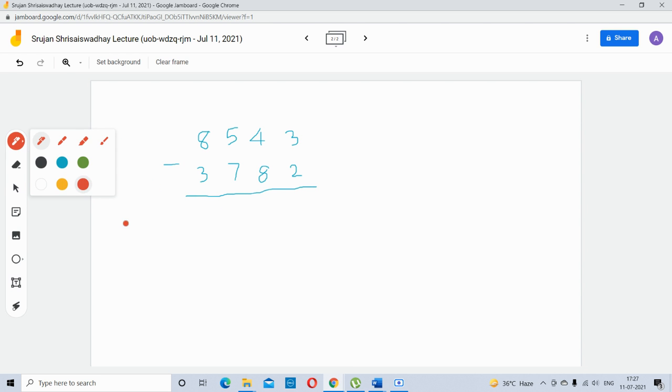Now I'll do it with a different color. Now 3 minus 2 is simple, you put 1. Now here the 4, I'll write the steps so that you can understand. 3 minus 2 is simple one, so it does not require any. Now 4 minus 8. Now 4 minus 8 is what? -4. So -4 means you are going to put a dot below this 5 number.